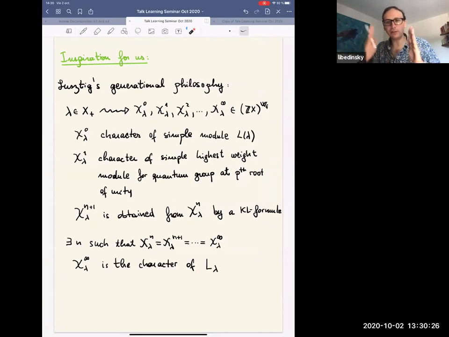You want to approximate successively the character at the end, the character that you're searching for. You start with something easy, and you make it more and more complex until at some point it stabilizes with your p. So you fix p and you fix lambda, and at some point it will stabilize. So this is just inspiration for us.